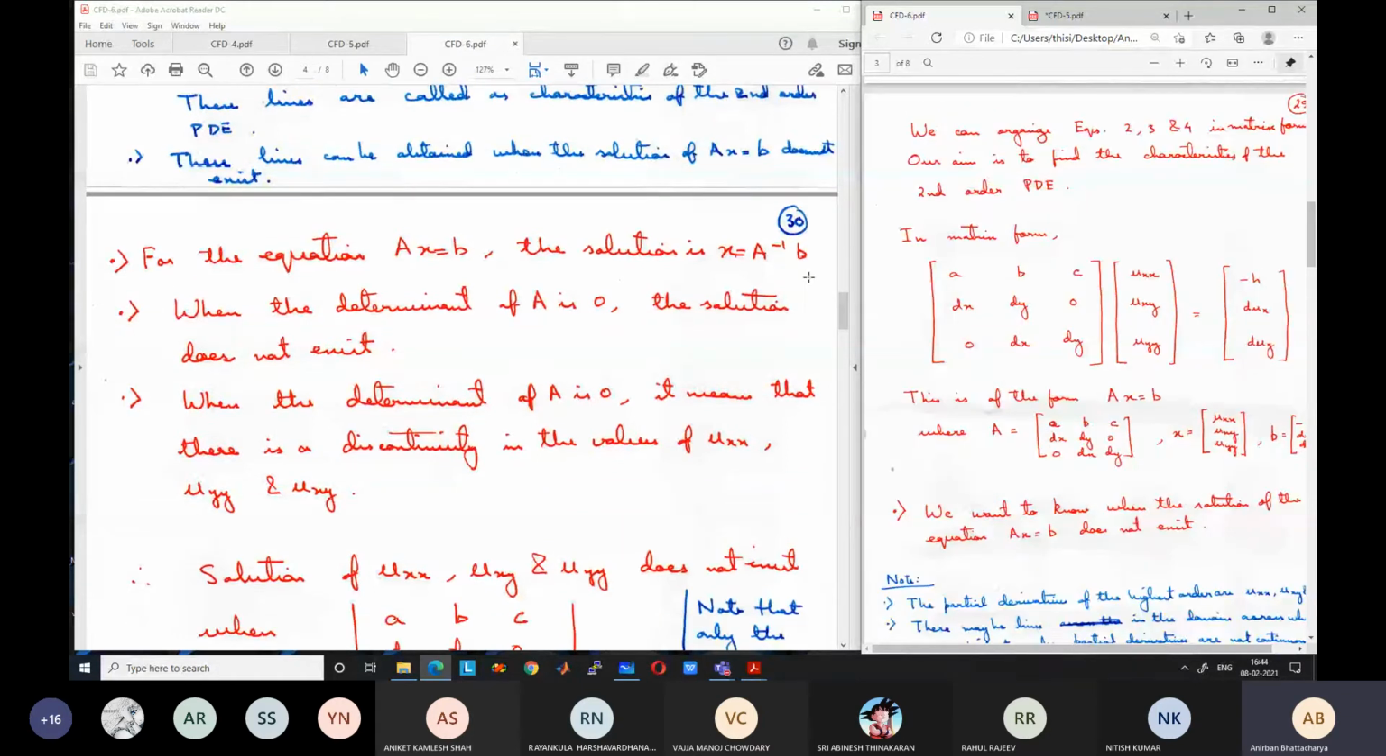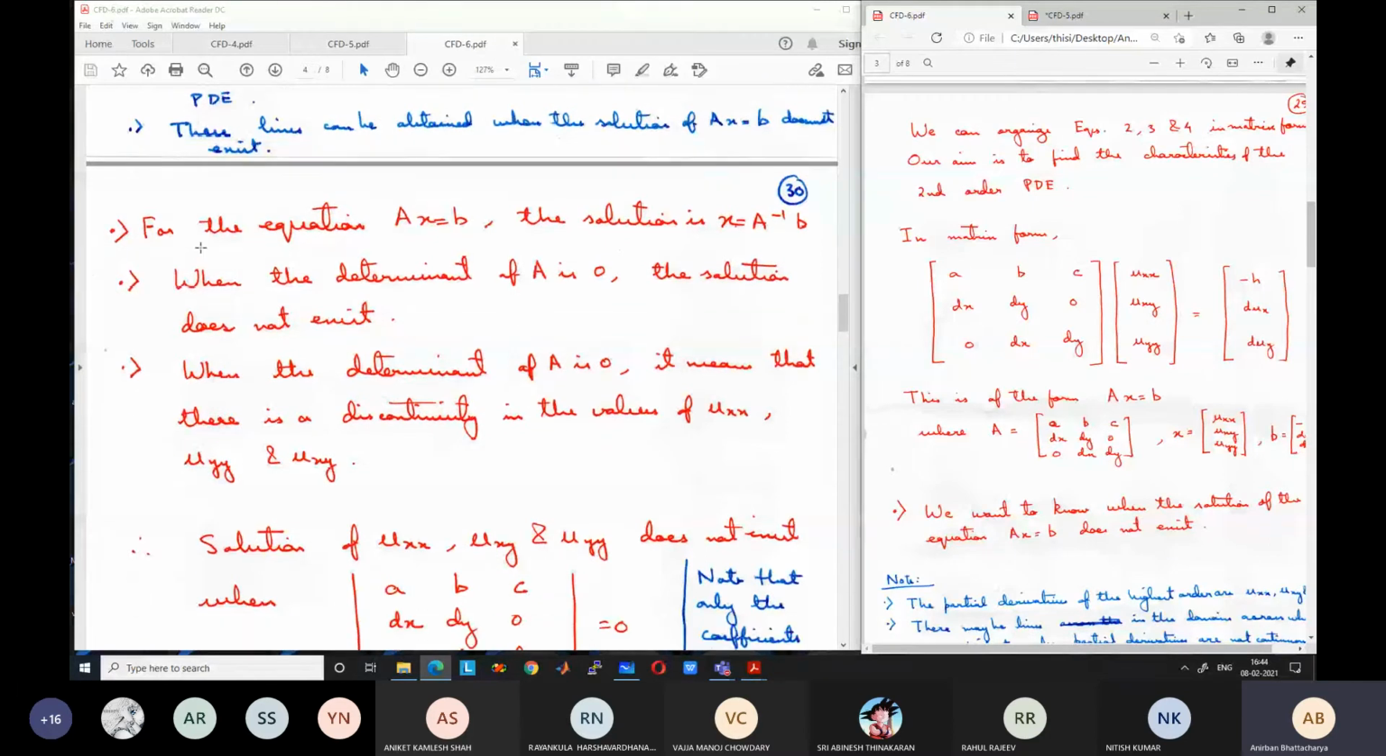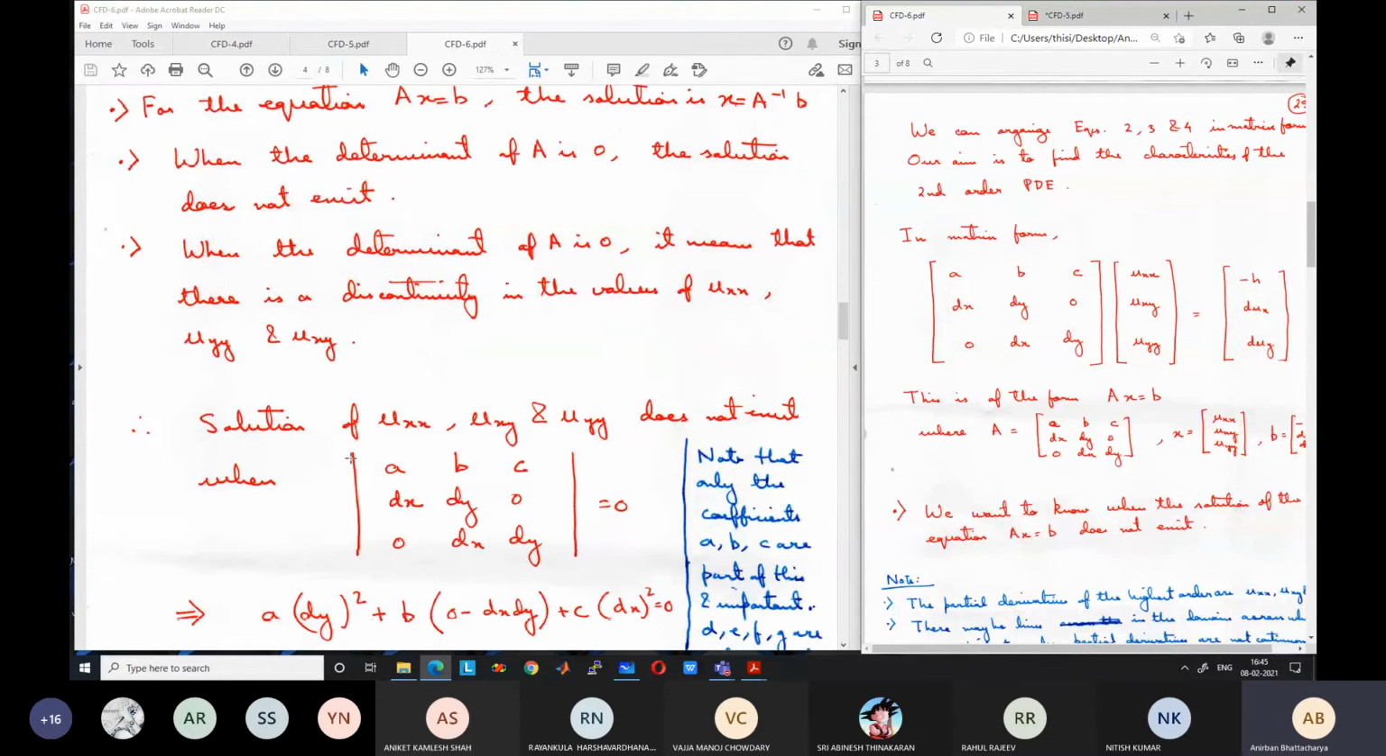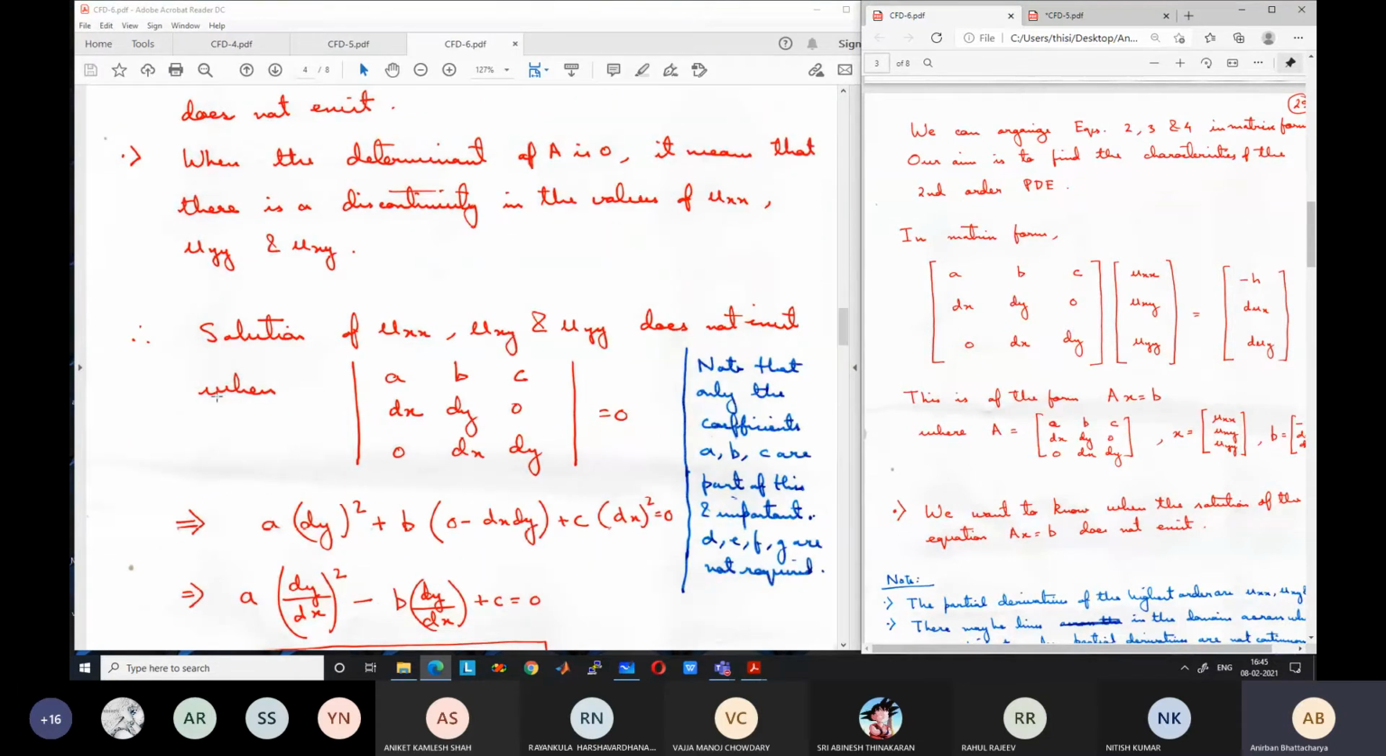Again, I have written what I have already told you. For the equation Ax equal to b, the solution is given by x equal to A inverse b. When the determinant of A is 0, the solution does not exist. When the determinant of A is 0, it means that there is a discontinuity in the values of uxx, uyy and uxy along that line. So we are trying to find the situation when the determinant is 0. The solution of uxx, uxy and uyy does not exist when the determinant of the matrix with rows A, B, C; dx, dy, 0; and 0, dx, dy is equal to 0.